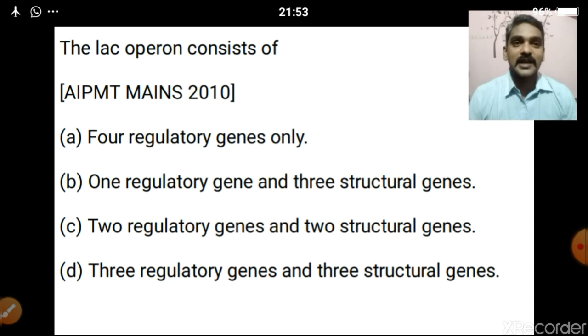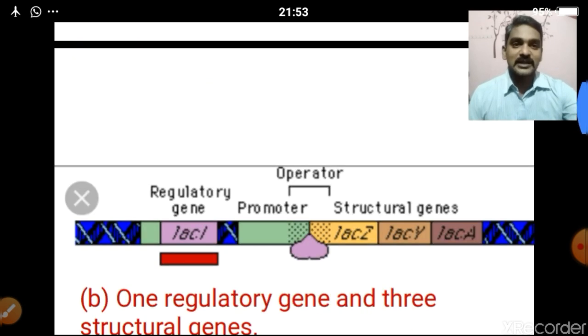You can see the lac operon consists of. So this question was asked in 2010. You can see the options: 4 regulatory genes, 1 regulatory gene, 3 structural genes, likewise 4 options have been given. If you know the structure of the lac operon, this answer will be very easy. So actually this is a direct question from the book. If you see the structure, you can clearly identify.